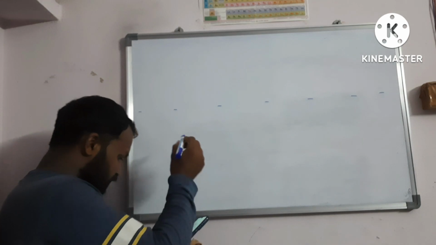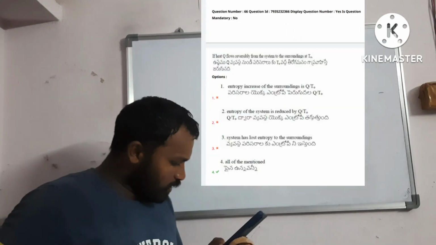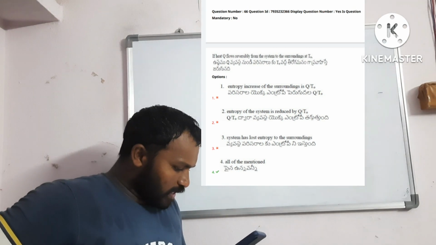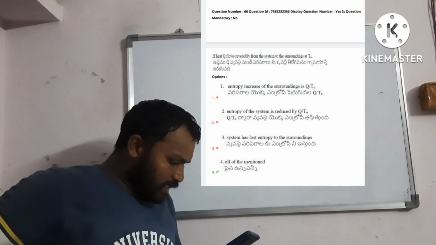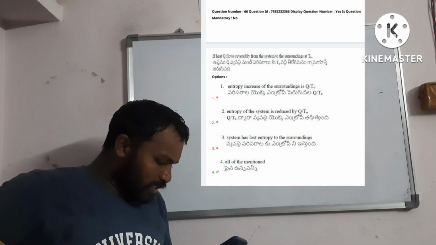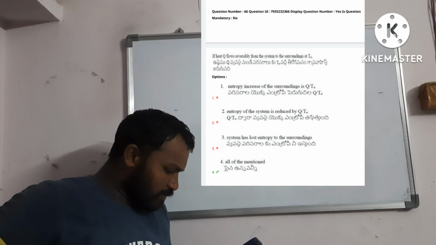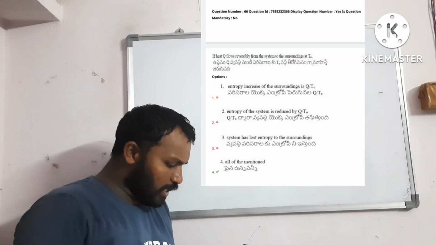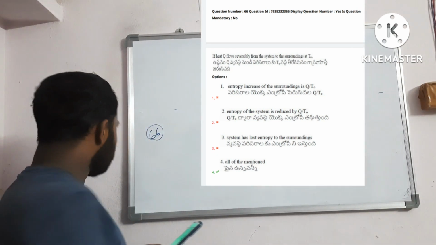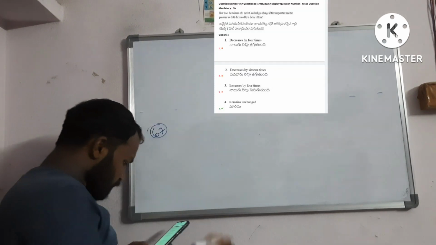Next, question number 66. This is a theoretical model. If heat Q flows reversibly from the system to the surroundings at T0, the entropy of the surroundings increases by Q by T0. Entropy of the system is reduced by Q by T0. The system has lost entropy to the surroundings. So all options are correct for this question. Next question, theory oriented, I am not going to discuss in detail. Question number 67.